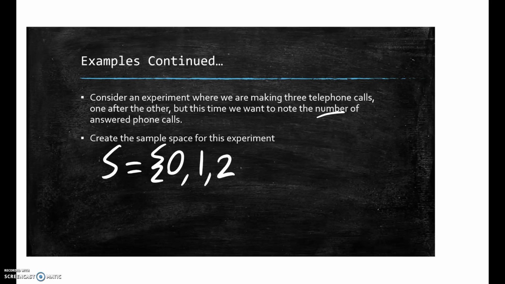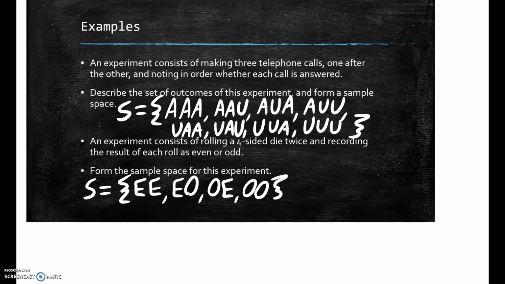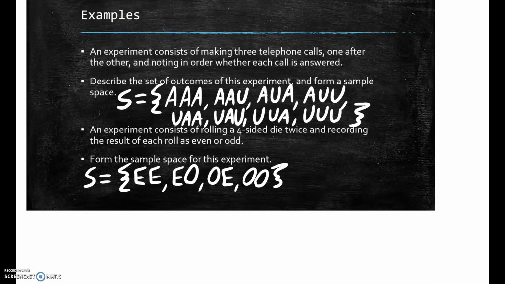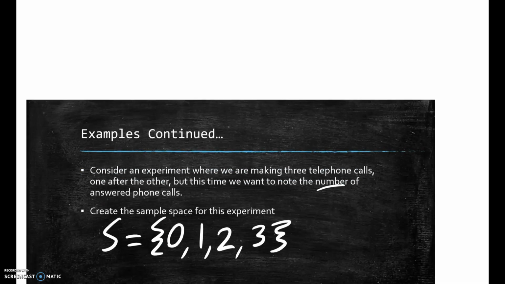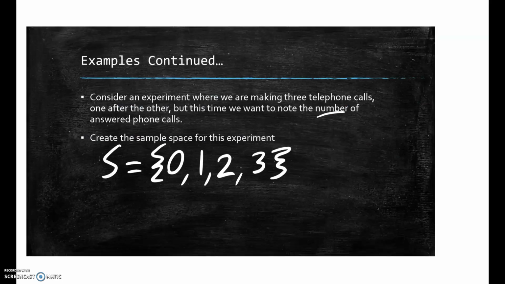2 could answer, right? The first 2 could answer, the second 2 could answer, or the first and the last could answer. Or I might get lucky and all 3 people will answer. So that is my sample space. So notice, sometimes depending on what the experiment is, like what you're recording, can actually change the sample space of your outcomes. All right, so you do kind of have to pay attention a little bit to what exactly they are recording.